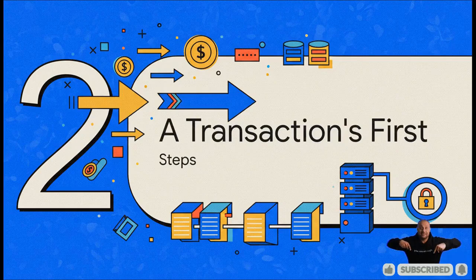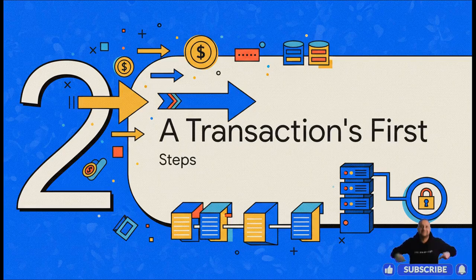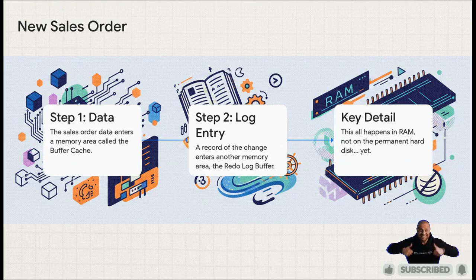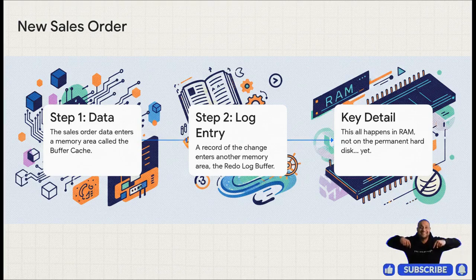Okay, so our database instance is up and running. It's alive. Now let's follow a single piece of data, say a brand new sales order, and watch it take its very first steps into this digital world. The second that sales order gets created, two things happen at the exact same time. The data itself, the actual order details, lands in a memory area called the buffer cache. And simultaneously, a little note describing this change, kind of like an entry in a ship's log, is placed in a different memory area, the redo log buffer.